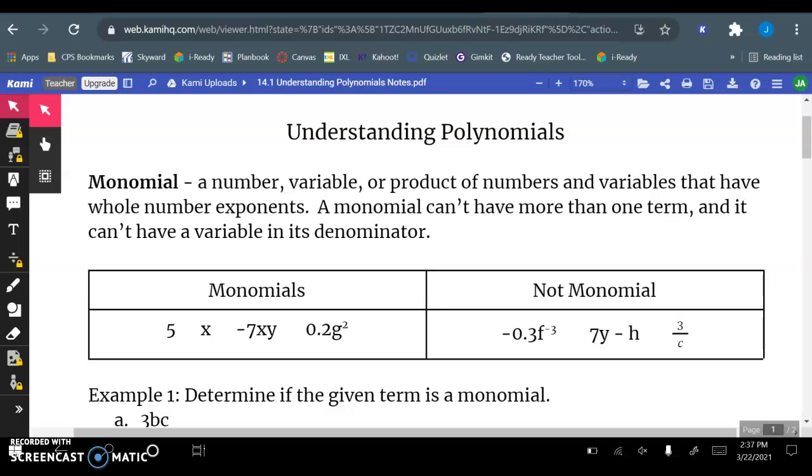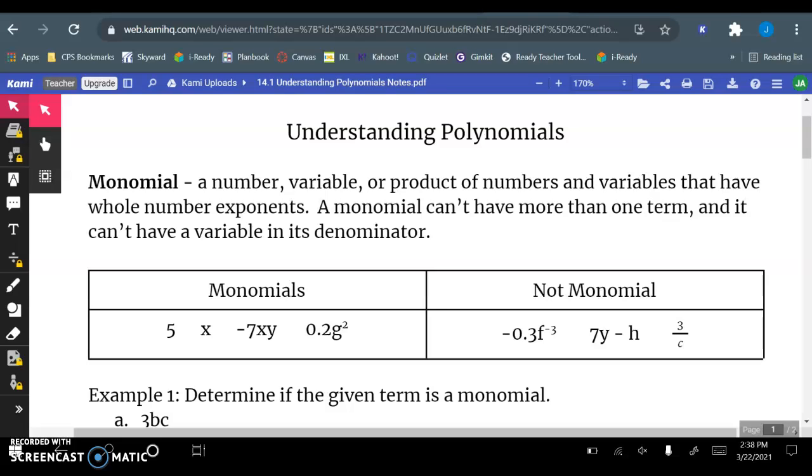denominator. So it's just one piece. There's no adding and subtracting. So in the chart below, in the monomials, 5 is a monomial. It's one piece. X is a monomial. It's just one thing. Negative 7xy, it's all multiplication, so that is still a monomial as well. And then 0.2g squared, same thing. It's got a whole number exponent and a number times a variable. So no adding and subtracting involved.